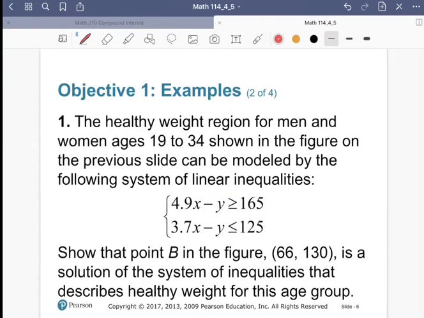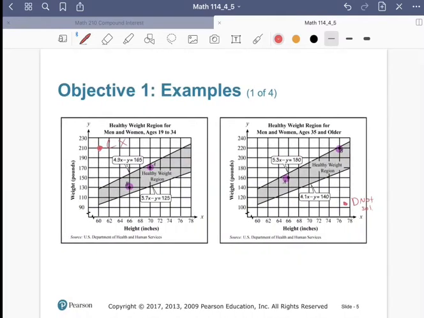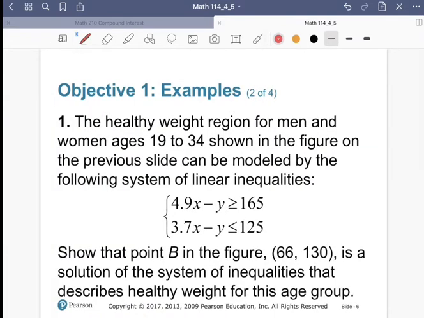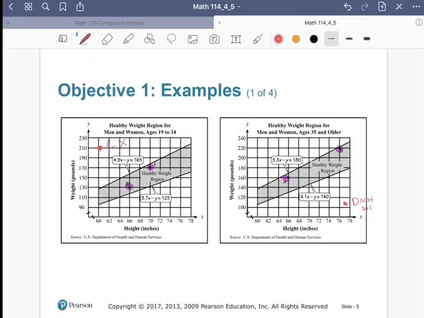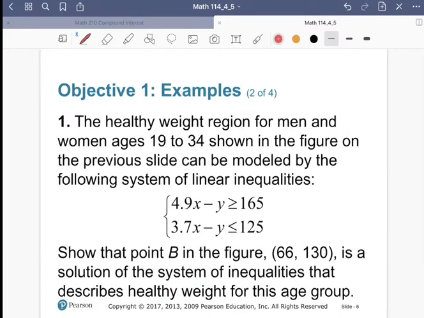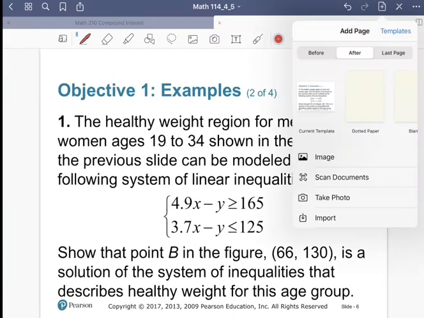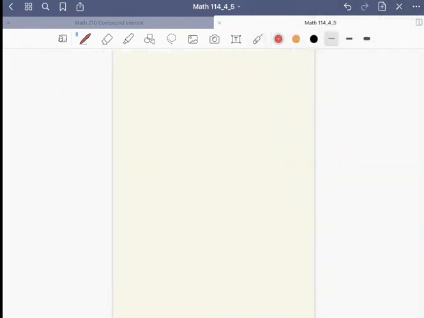So let's look at this. We said the healthy weight region for men and women ages 19 to 34, shown in the figure on the previous slide, which is this, can be modeled by the following system of linear inequalities, which is these two. Show that point B, which is right there, is a solution of the system of inequalities that describe healthy weight for this age group. We're almost out of space, so let's get another sheet.